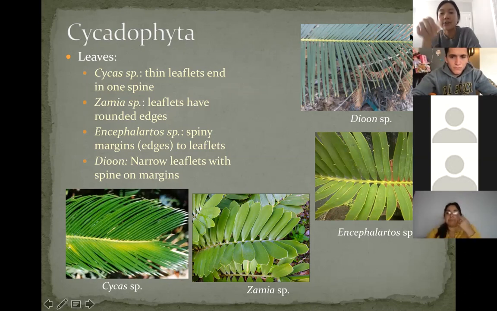Now, Dioon is the one that's a little bit harder to recognize because sometimes it'll kind of look like Encephalartos. For the most part, although they do have spines on the edges of their leaflets too, just like Encephalartos, usually the leaflets for Dioon are going to be much narrower and thinner in comparison to Encephalartos. Encephalartos, usually their leaflets are going to be wider. But the two that are definitely easy to tell apart are Cycas and Zamia. Remember that Zamia has the smooth, rounded leaf edges, whereas Cycas has that one vascular bundle, one vein going down the center of the leaflet.